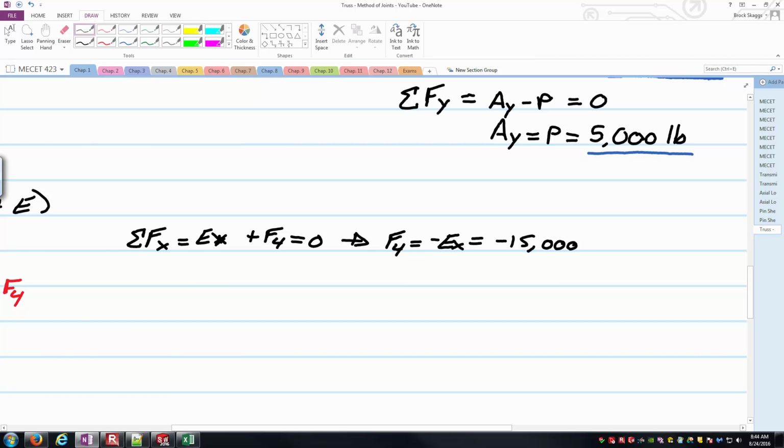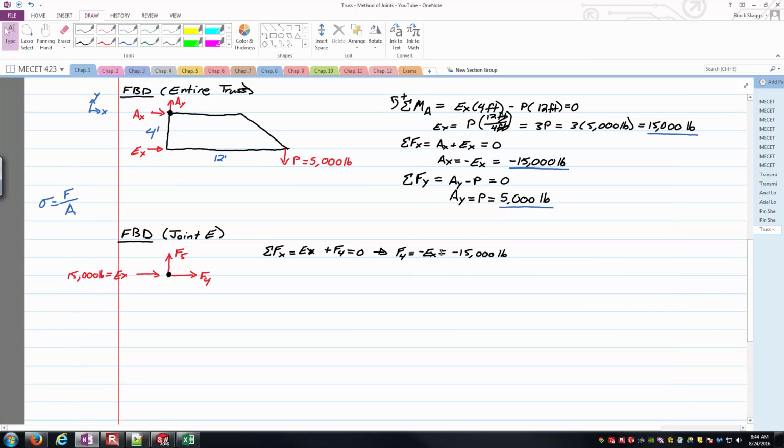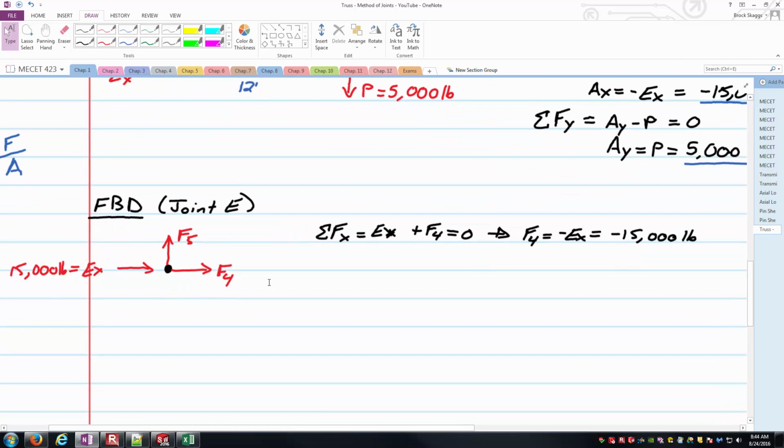And so what that's telling us is that F4 is actually in compression and has an axial force of 15,000 pounds that it's carrying there. Also it says, hey, that arrow there that I've drawn for F4 on my free body diagram actually is pointing to the left and not the right.